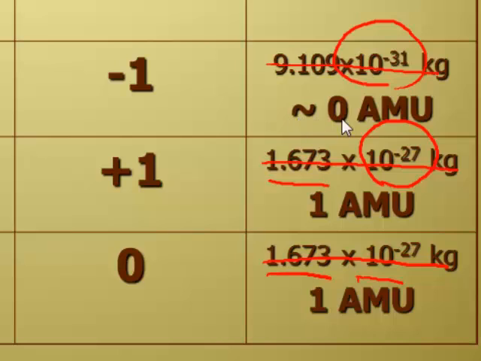Okay, and this means about 0, right? Correct. The squiggly line means approximately. They're close to 0. And this is exactly 1, and that's exactly 1. What does AMU stand for?